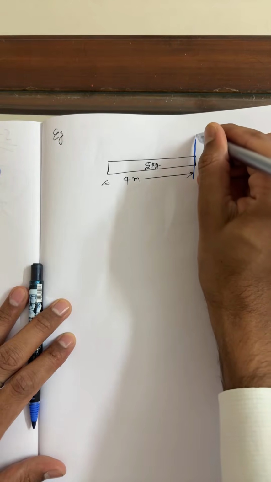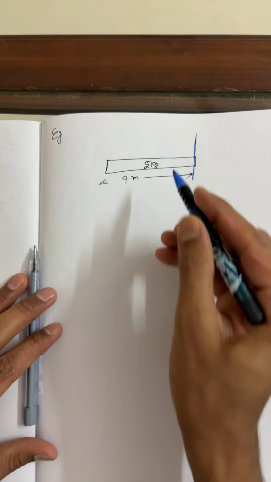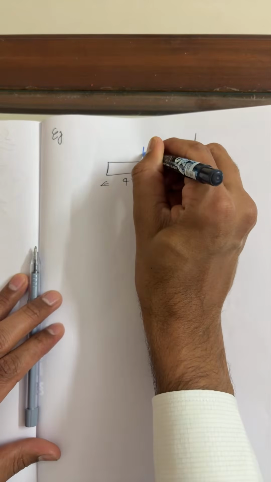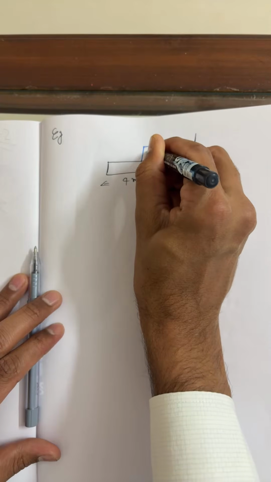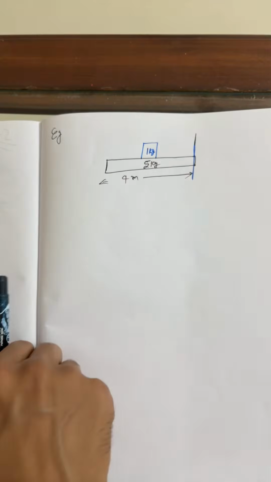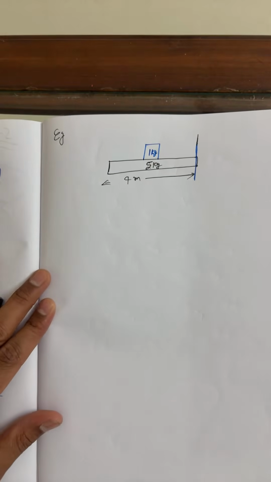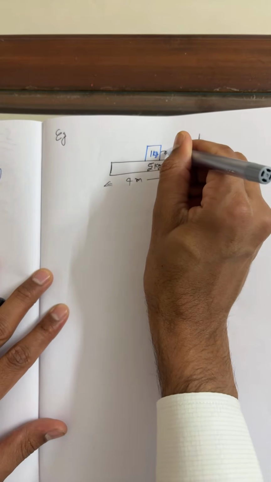Due to this support, there is another block on the plank, which is 1 kilogram. This block is connected through a spring.